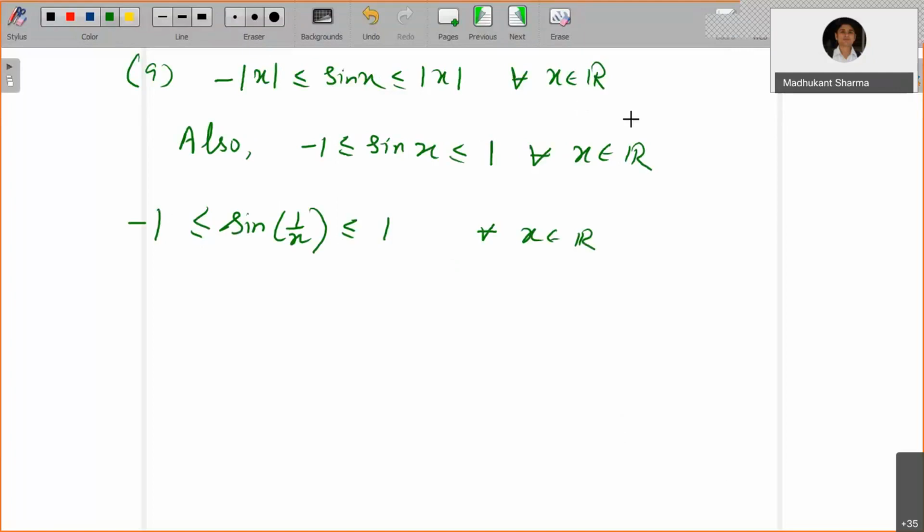Because x in R, whenever x is non-zero, 1 by x is there, and we can talk about 1 by x. So sine of 1 by x also lies in the interval minus 1 to 1, whenever things are fine. Now, this implies, multiplying by x, x times sine of 1 by x less than or equal to x.